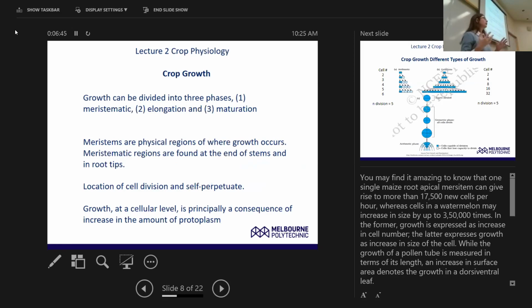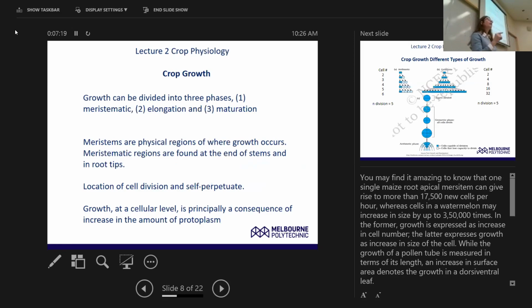Meristems are physical regions where the plant grows. This is very important from a commercial perspective, because if you cut the meristem on a plant, it's game over. This is why, with grazing, we'll spend a lot of time when we do pastures understanding how long an animal should be in a paddock, because if the animal eats too much of the grass, it can get down to the meristemic region. And the minute it eats the meristemic region, there's no way for the plant to divide.